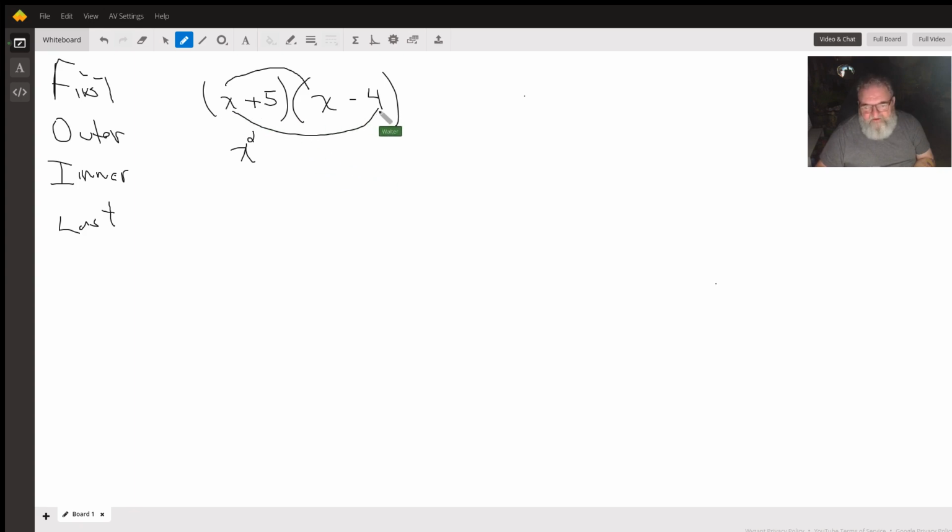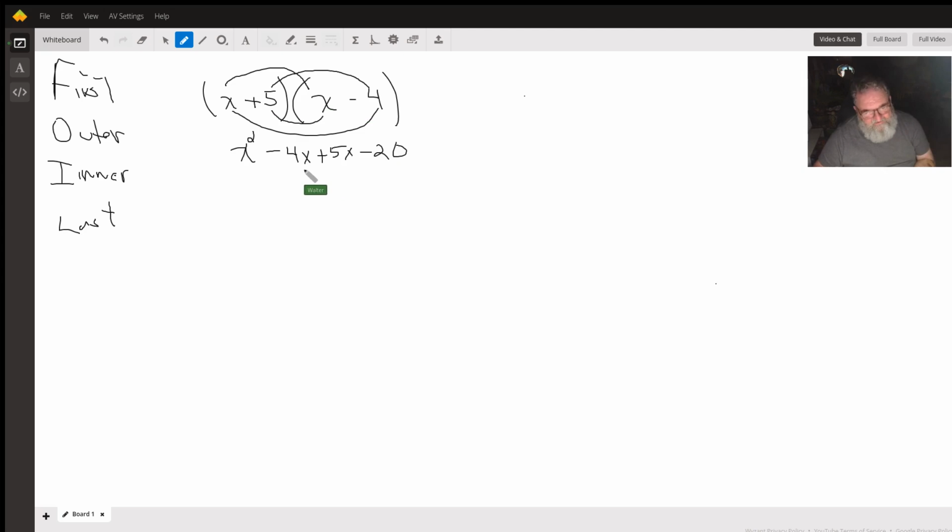So x times negative 4 is negative 4x. Inner, we do 5 times x, the last term in the first polynomial times the first term in the second. So 5 times x is plus 5x. And then last, the last term in the first one times the last term in the second. So 5 times negative 4 is negative 20.